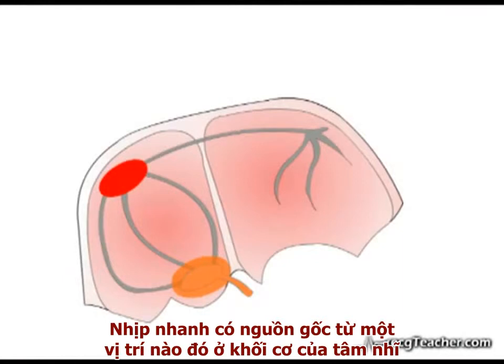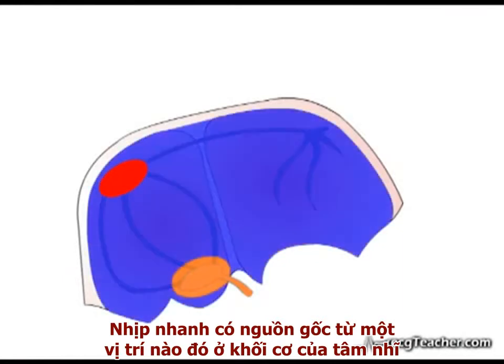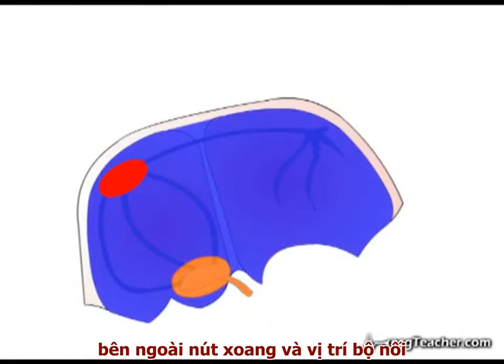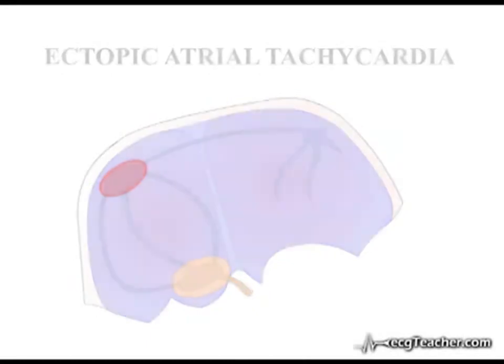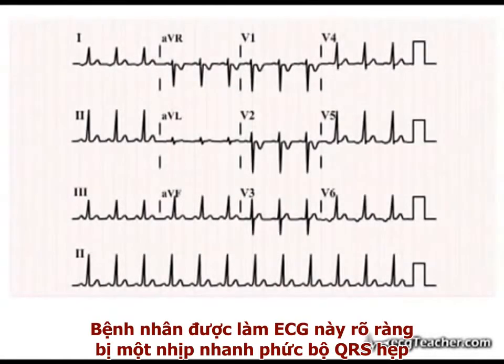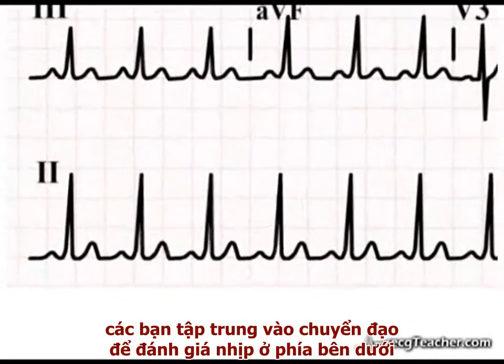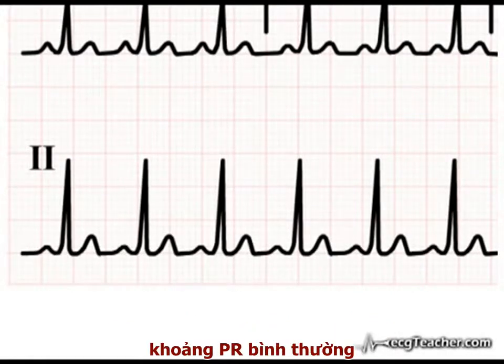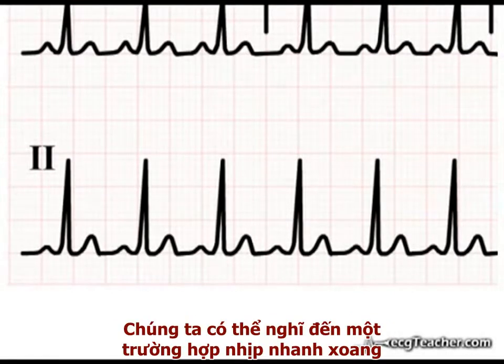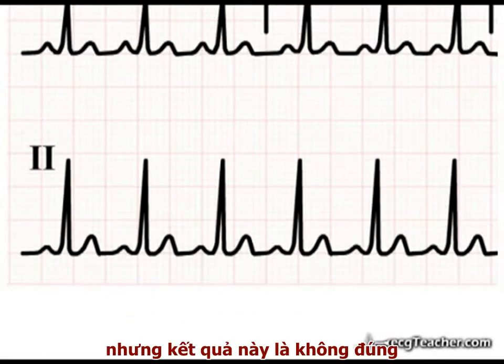Tachycardia arising from a discrete focus in the main mass of the atria, outside the sinus node and junctional region, is termed ectopic atrial tachycardia. The patient from whom this ECG was taken has clearly developed a narrow complex tachycardia. If we focused on the rhythm strip alone, with upright P waves and a normal PR interval, we might reasonably suspect a sinus origin for the tachycardia, but this would be incorrect.